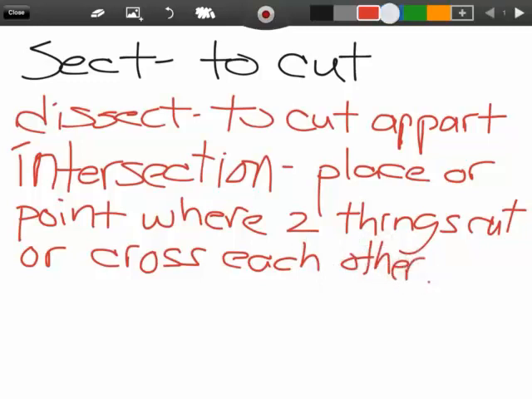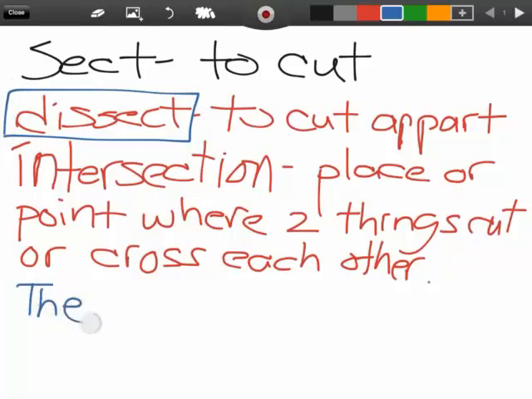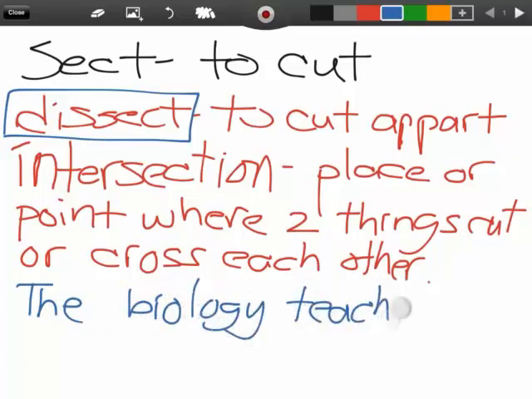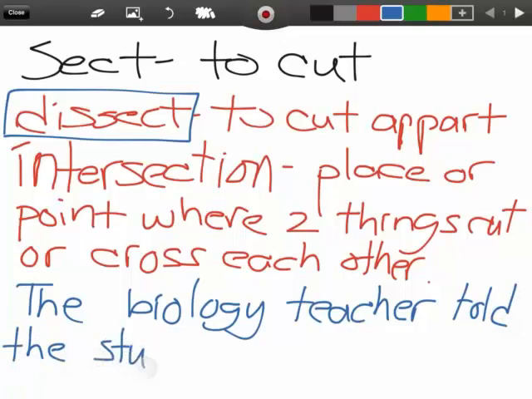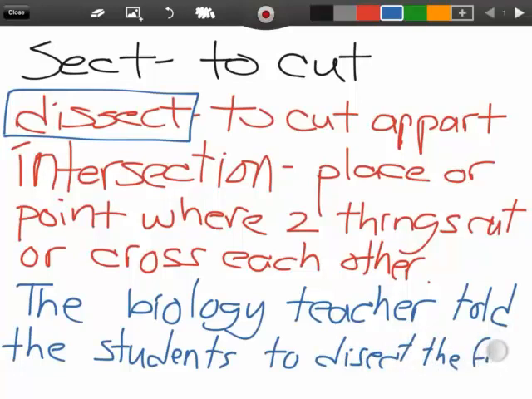I'm going to go ahead and use dissect in a sentence. I'm going to go ahead and read that to you. The biology teacher told the students to dissect the frog. Moving on to our next root is self.